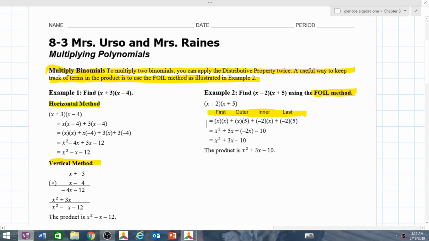Good morning and welcome to lesson 8.3, multiplying polynomials. There are two methods we're going to speak about today. We're going to talk about the horizontal method, which is also a distributive property method.